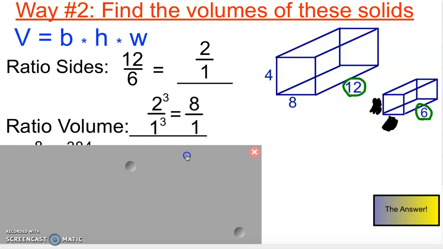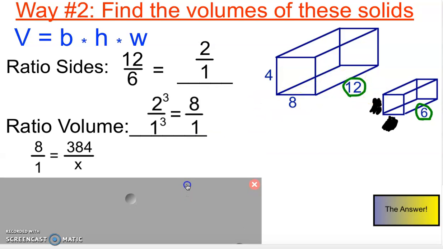Then what I want to do is find the ratio of the volume. So I'm going to cube the scale factor. So 2 cubed is 8, and 1 cubed is 1. So this is 8 times as much volume as that one. So the ratio of the volume is 8 to 1. So I figure out the volume of the big solid. 8 times 12 is 96 times 4 is 384.